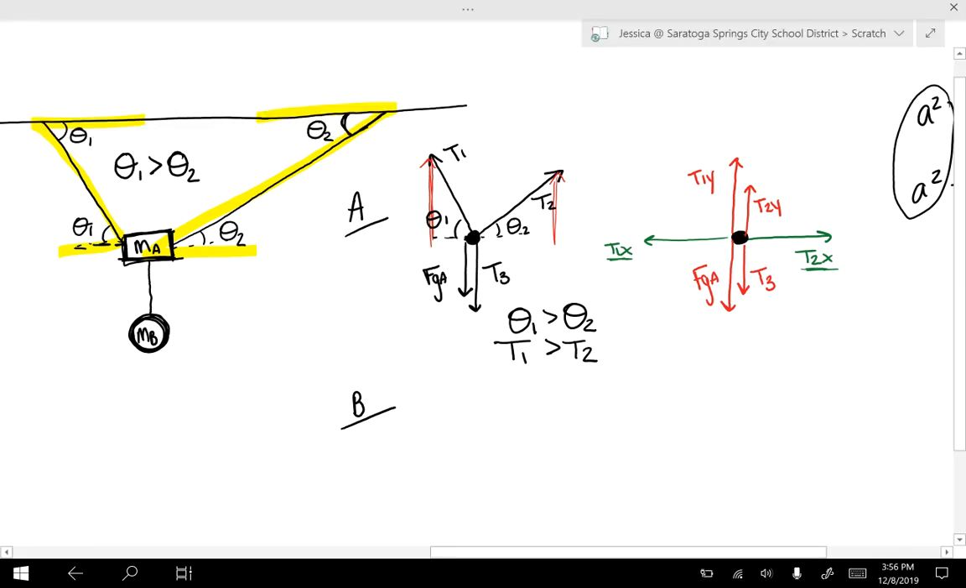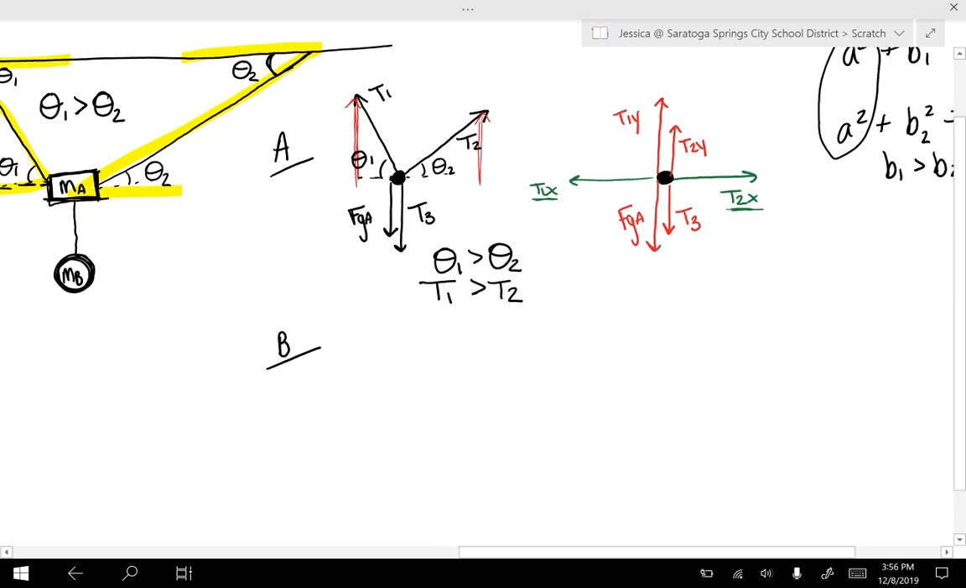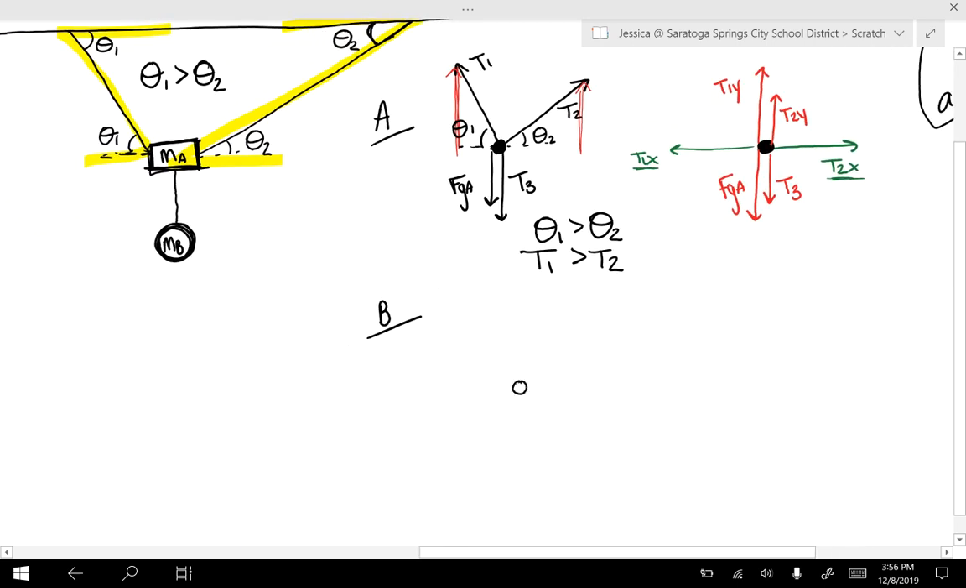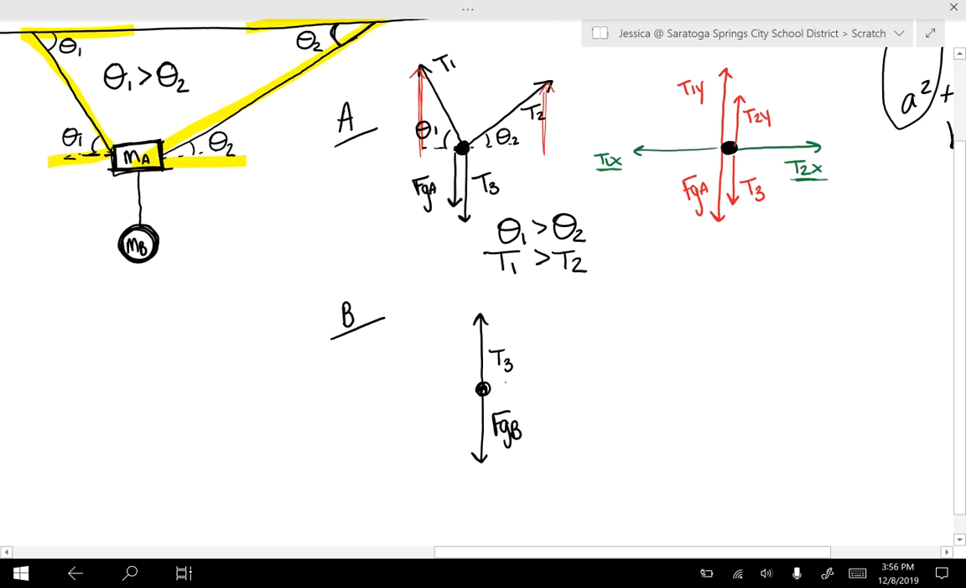Now on to letter B. Letter B, or mass B, is a lot easier. Mass B just has T3 and an FGB. So let's say in this problem we only knew the value of mass B. We did not know mass A, and we needed to find the values of T1 and T2.